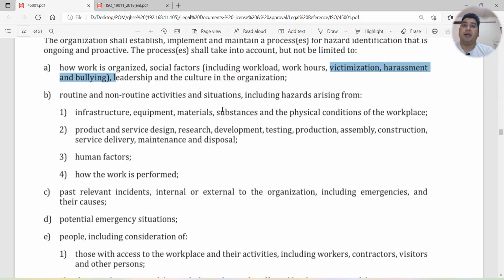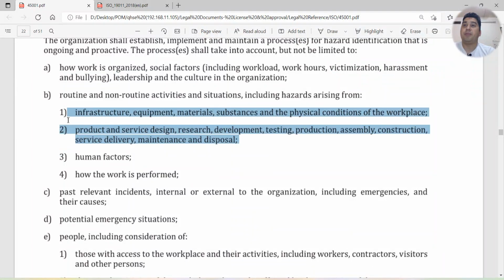Routine and non-routine activities and situations, including hazards arising from infrastructure, equipment, materials, substances, and the physical conditions of the workplace; product and service design, research, development, testing, production, assembly, construction, service delivery, maintenance, and disposal. So routine and non-routine activities also need to be included. These are the things also need to be considered when you are identifying the hazard.